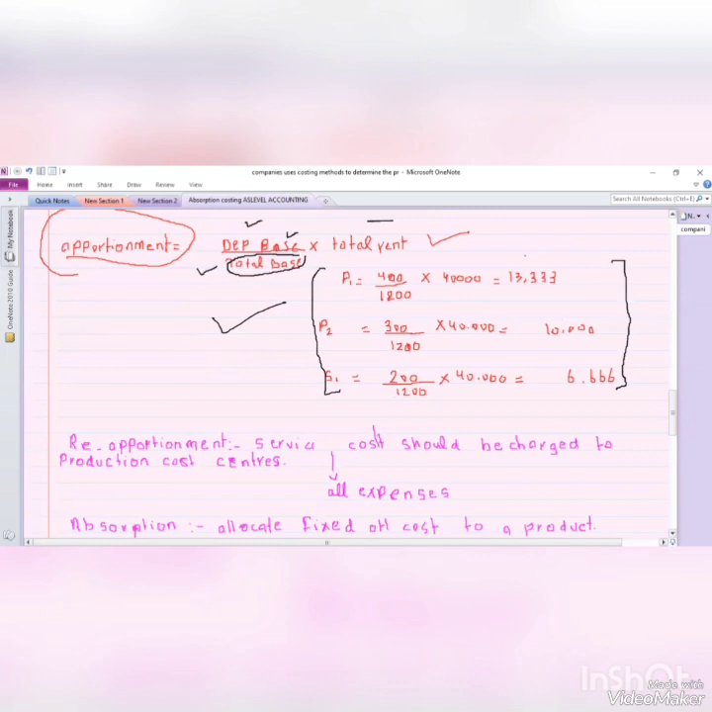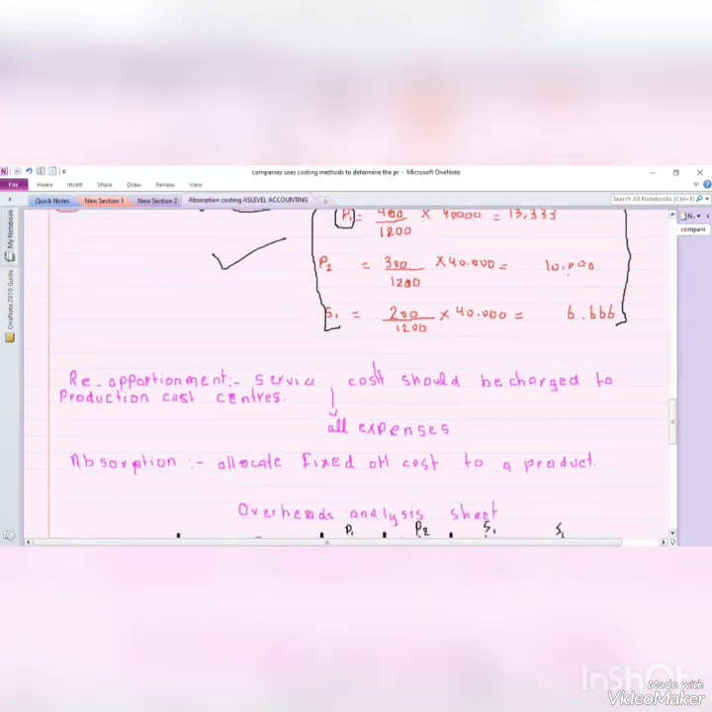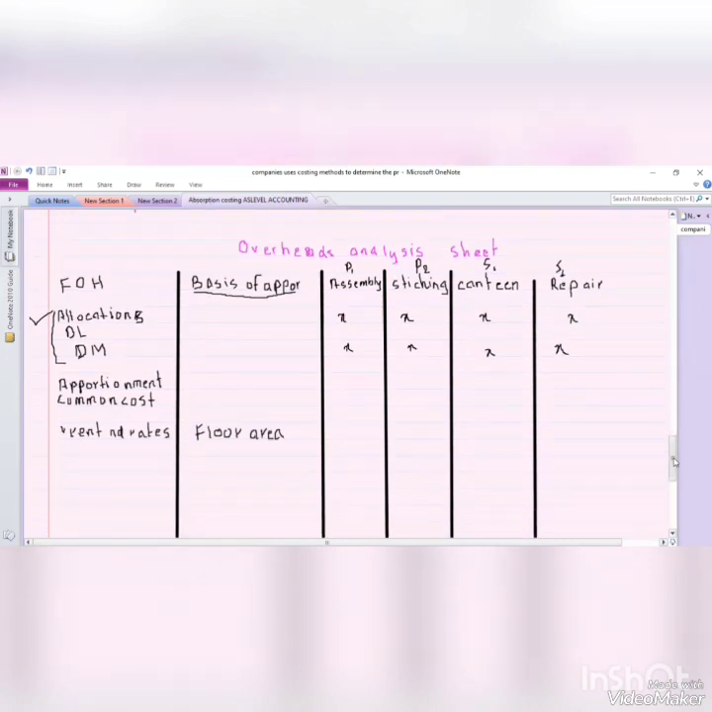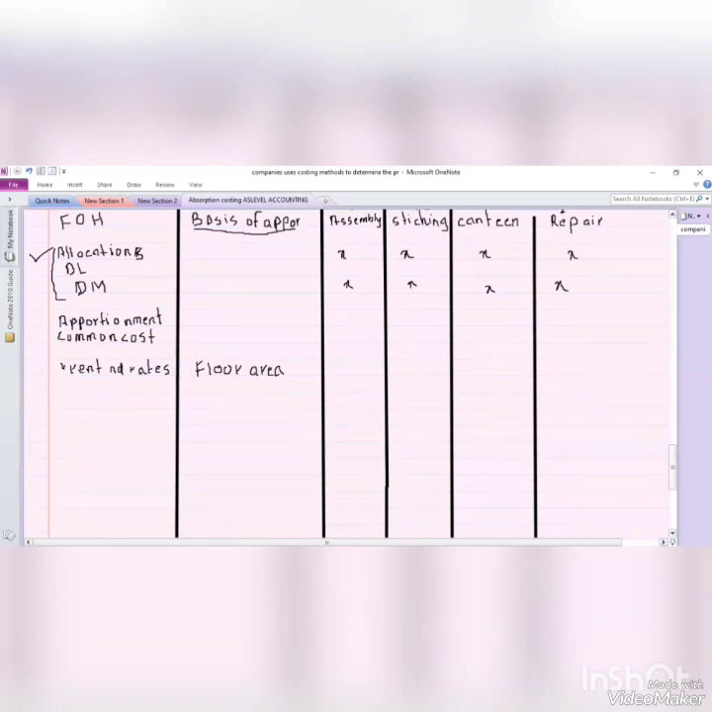The rent for production 1 department is 13,333. Production 2 is 10,000 and service 1 is 6,666. So what we can do is carry these amounts and put them to their respective departments. Okay, so this is the calculation for the rent.